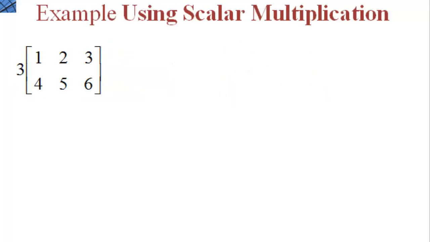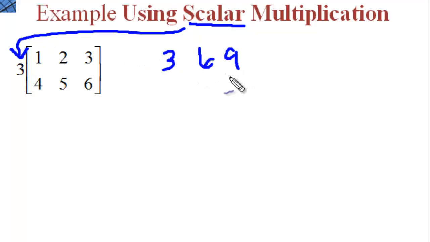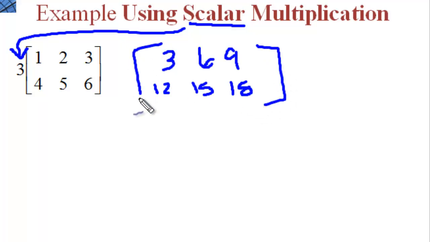Scalar multiplication. When we're dealing with matrices, scalar just means the simple number as opposed to a matrix. So if we have scalar multiplication, we multiply. It's like distributive property. We multiply the number on the outside times everything on the inside. So we're going to get 3, 6, 9, 3 times 4 is 12, 15, 18. And that's our matrix there.